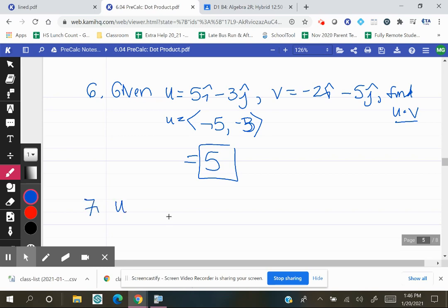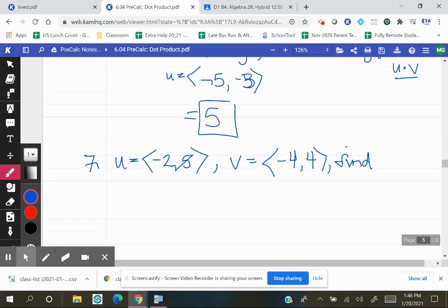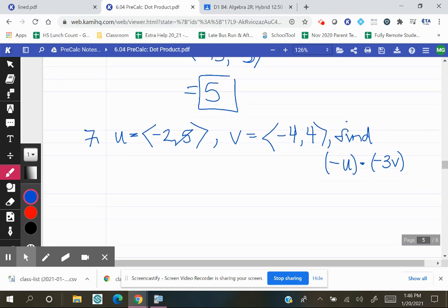All right, let's do one more of these. So u equals negative 2, 5. And v equals negative 4, 4. I want you to find negative u dot negative 3v. So find the dot product of negative u and negative 3v. Pause the video and do that right now.